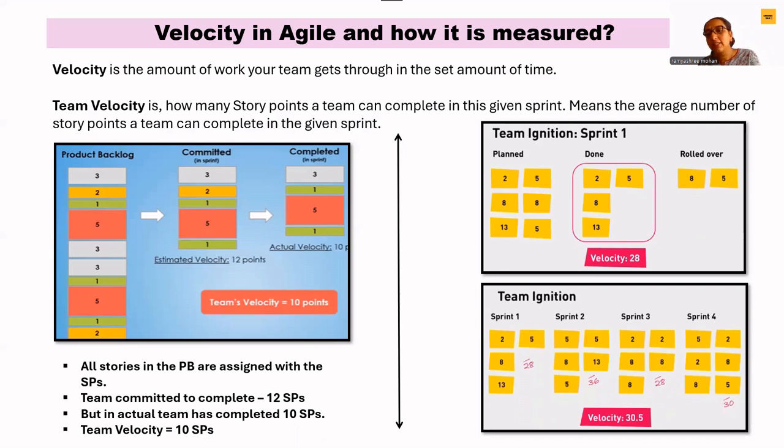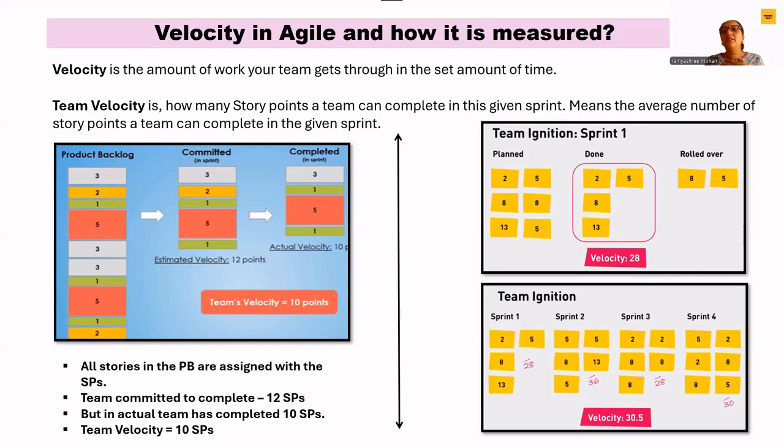Consider the second figure where we have sprint 1, sprint 2, sprint 3, and sprint 4. In sprint 1, we deliver 28 story points. In sprint 2, we deliver 36 story points. Sprint 3, we deliver 28 story points again. And in sprint 4, we deliver 30 story points. All this put together is 122. And we have to divide it by the number of sprints, which is 4, right? 122 by 4 is 30.5.